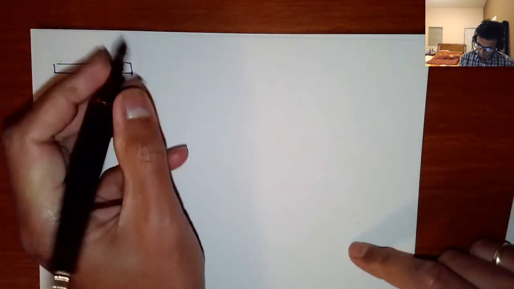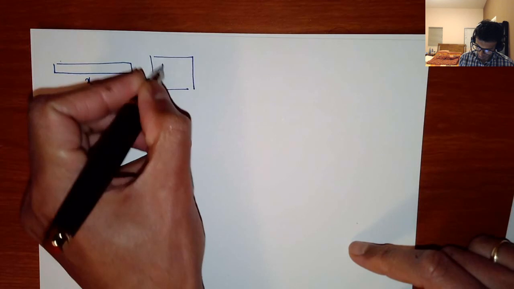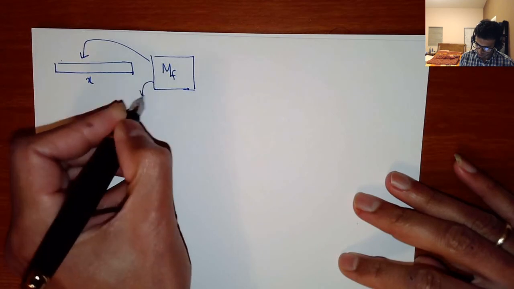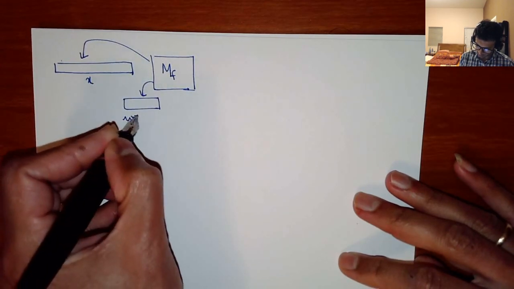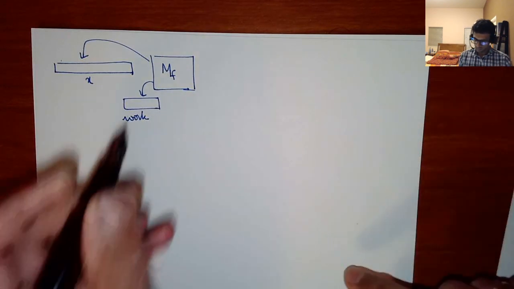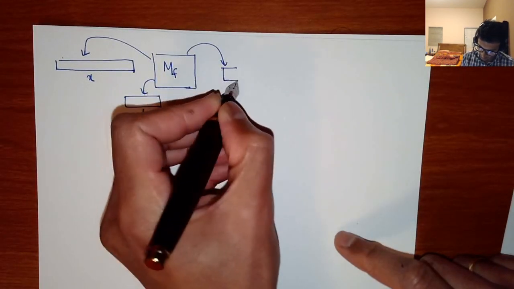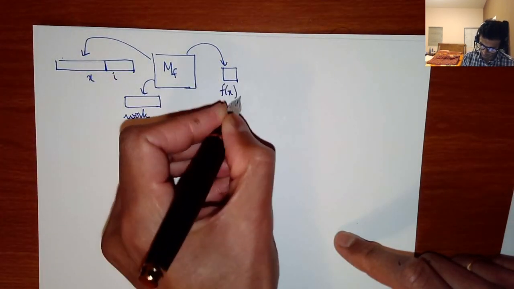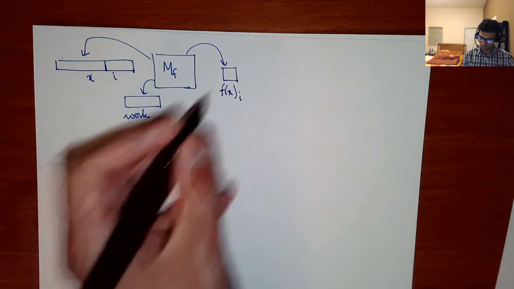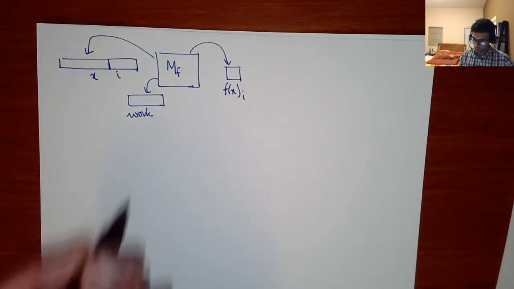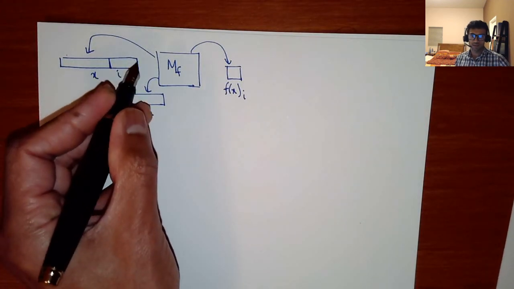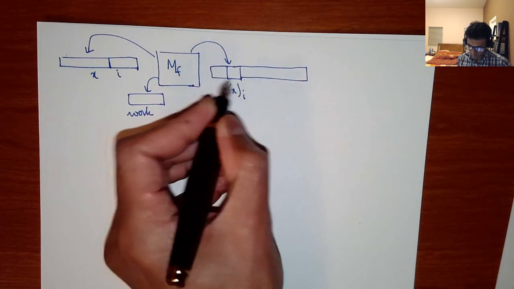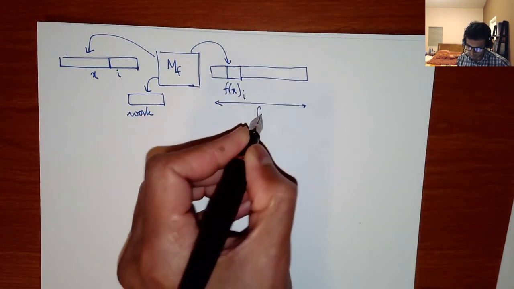So here's x. Here's m of f. m of f is going to read this. It has its workspace. And given x and I, it will write down the ith bit of f of x. And that's what it's going to finally output. So you can keep doing this, but then you would eventually have to write down everything. And then you would write down all of f of x.